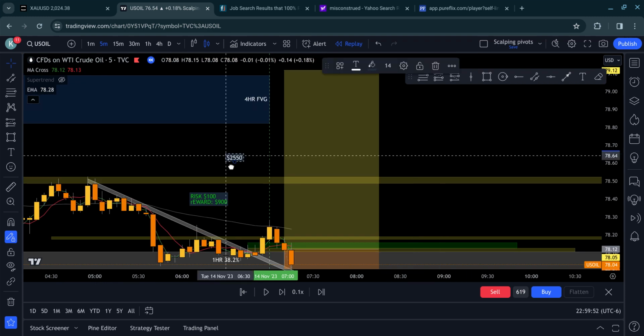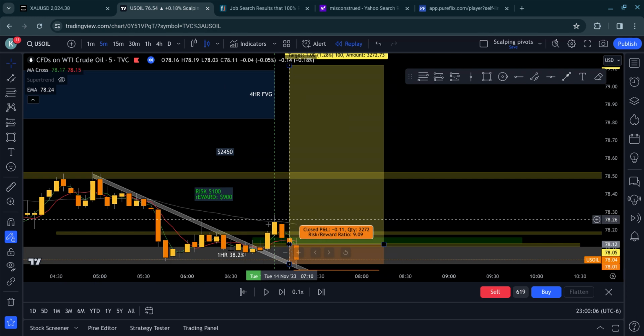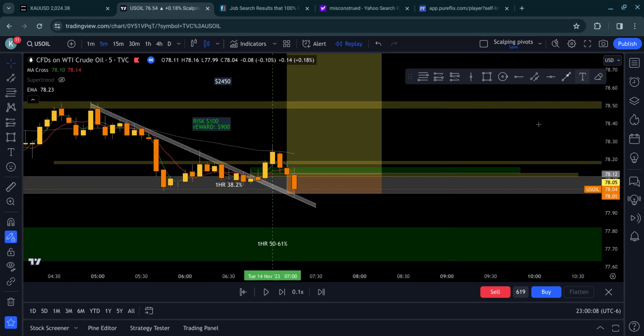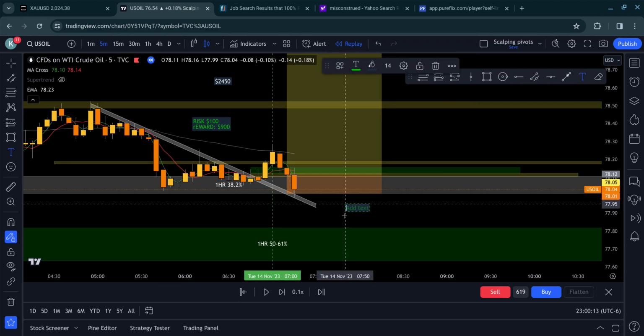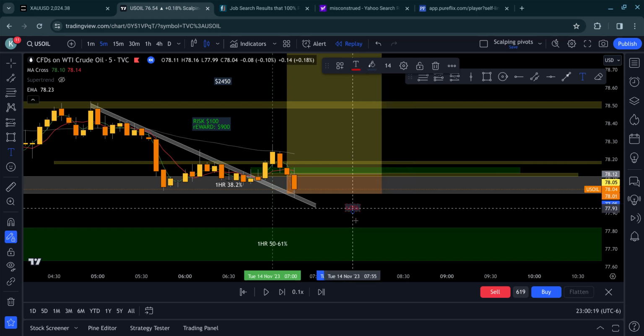So here our balance dropped down to 24.50. All right. So I'm gonna put loss. That immediately hit stop loss, but it's all good.